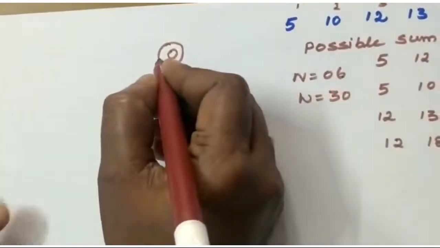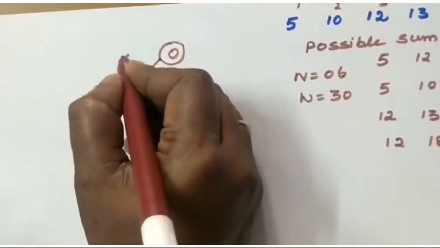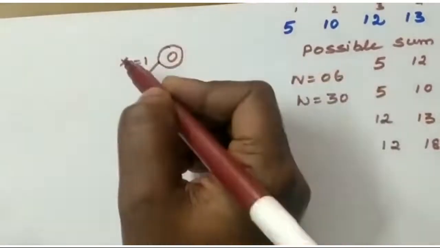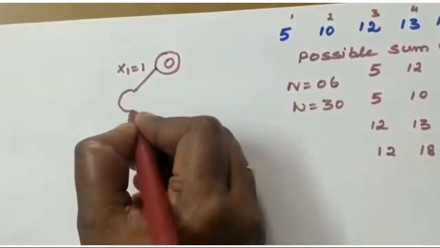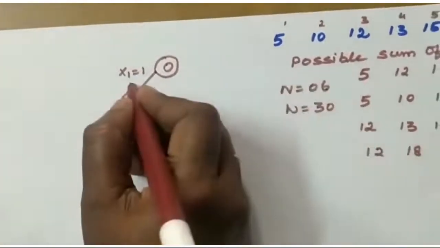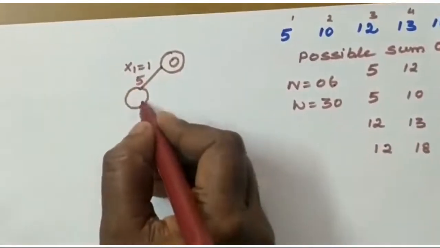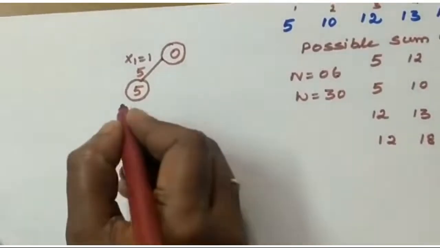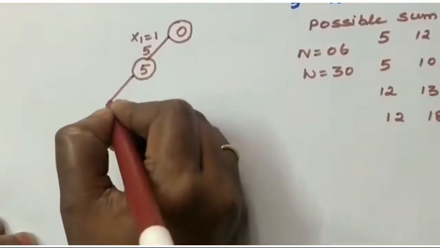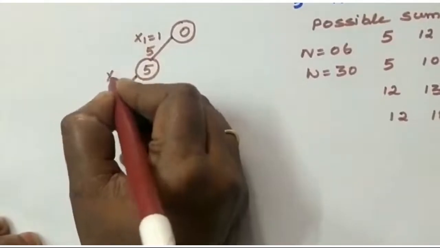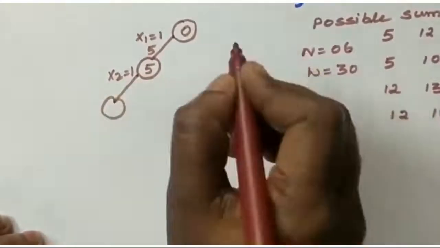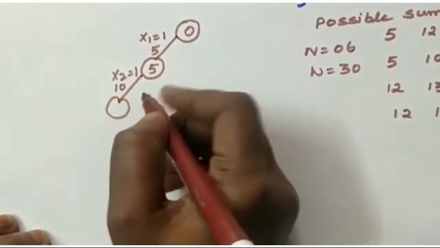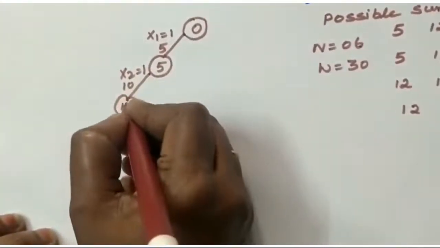So let me start on the left hand side. The first level, x1 equal to 1, that means item 1 is to be included. The value of the first item is 5. Now the value of this node is 0 plus 5, 5. Again we have to visit the second level. Second level is x2 equal to 1, that is the second item is going to be included. The second item is 10. So now the value of this node is 10 plus 5, 15.